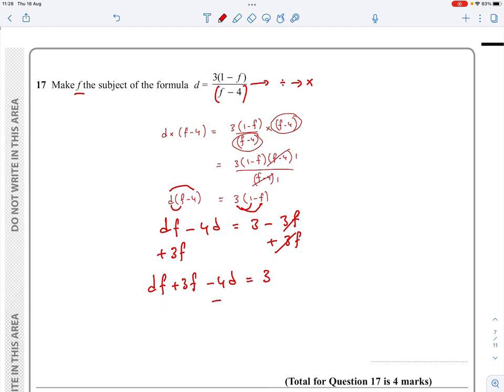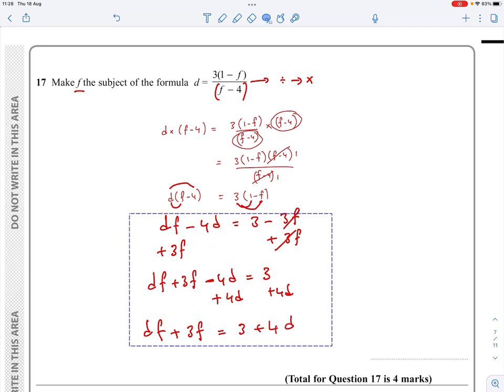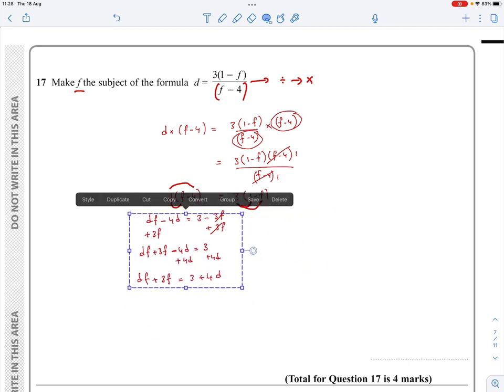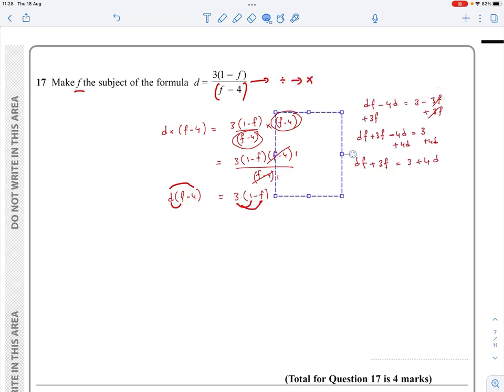And then I'm going to send the 4d to the other side because it has nothing to do with f. So I'm going to do plus 4d on both sides because this was minus here. So that will send the 4d to the other side. So df plus 3f equals 3 plus 4d. Again, let's make that smaller.